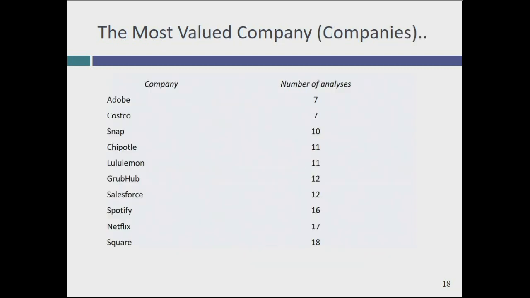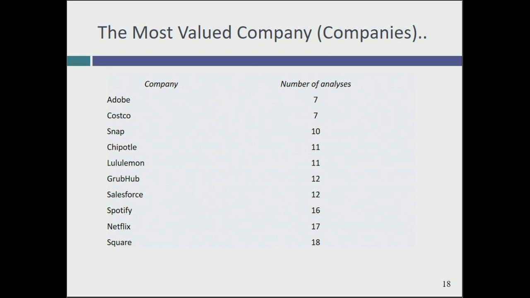You pick some strange companies to value. These are the most valued companies. So 18 people in the two classes put together valued Square, 17 Netflix. Maybe this tells me more about where you're spending your time. A lot of Grubhub. What is this thing about Grubhub? Why do you guys like Grubhub so much? What is it that fascinates you about the company? But no, four times more people valued Grubhub than Apple or Amazon.